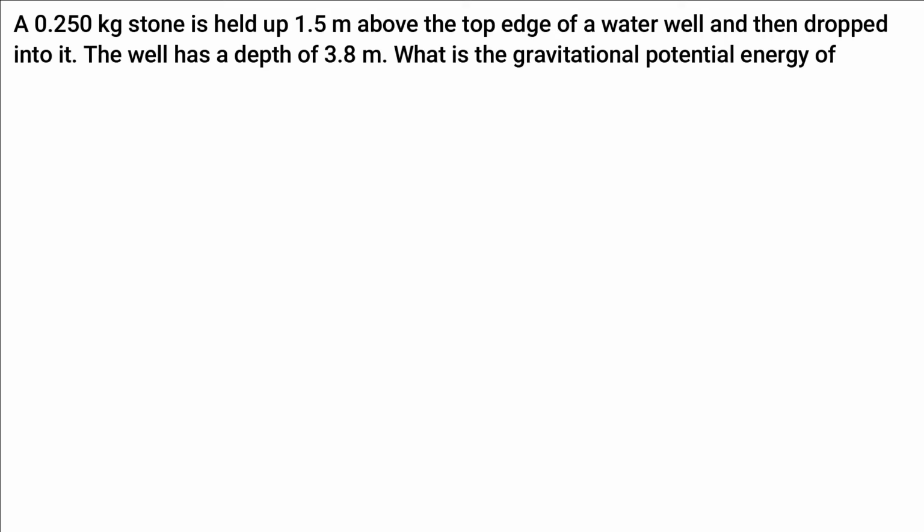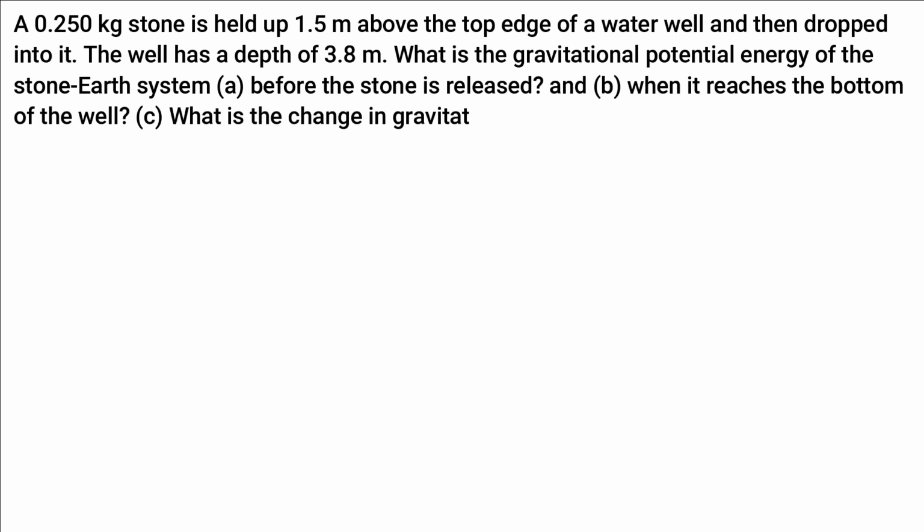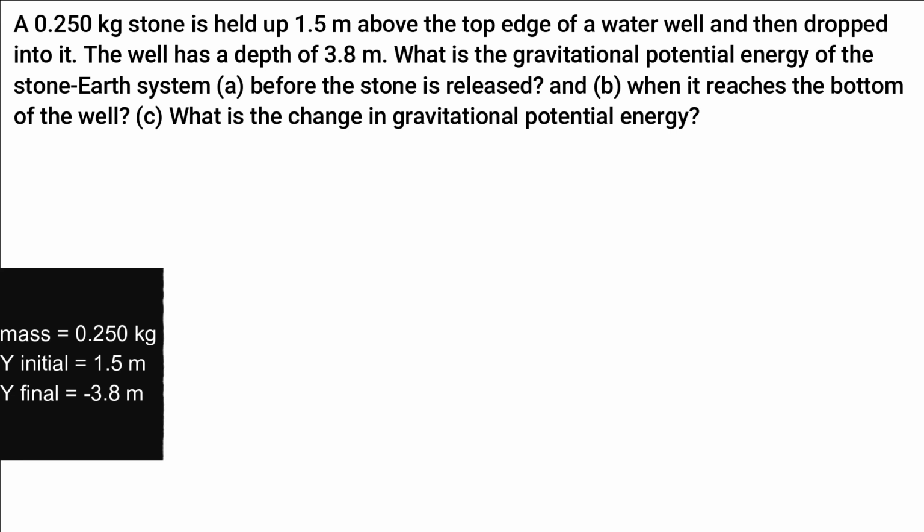A 0.250 kilogram stone is held up 1.5 meters above the top edge of a water well and then dropped into it. The well has a depth of 3.8 meters. What is the gravitational potential energy of the stone-earth system before the stone is released and when it reaches the bottom of the well? What is the change in gravitational potential energy?